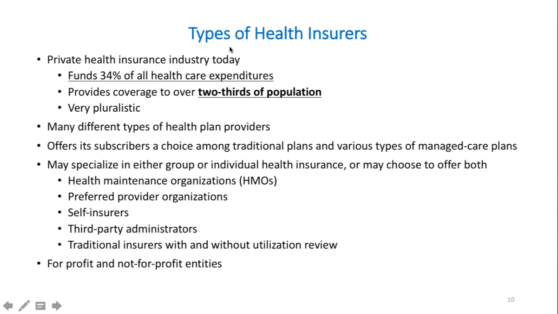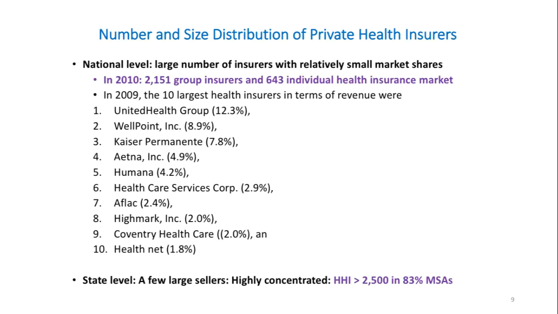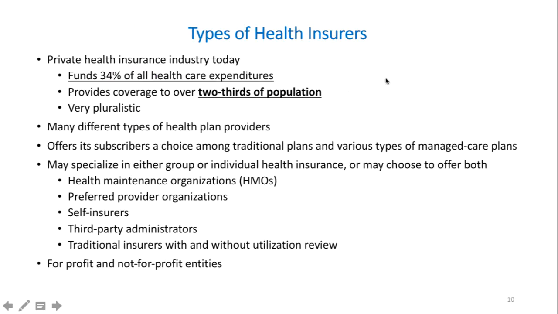Based on that list of characteristics, we talked about the size, number, and market share. Let's go to the types of health insurers. The private health insurance industry today accounts for 34% of all healthcare expenditure and, as you know, provides coverage for two-thirds of the population. It is very pluralistic. There are so many different types of health plan providers.